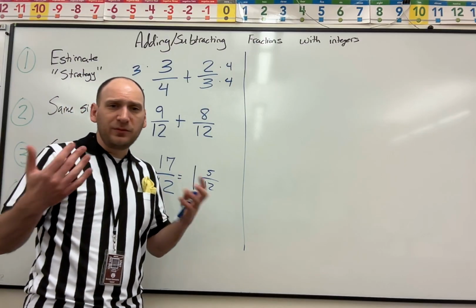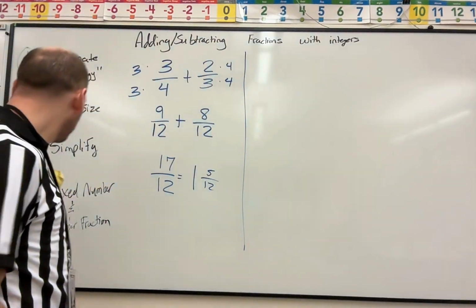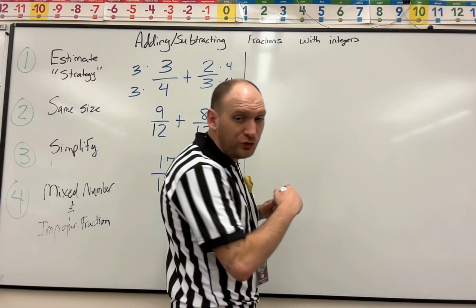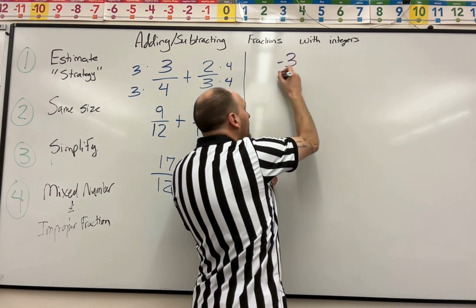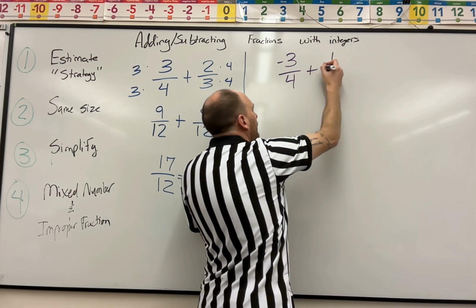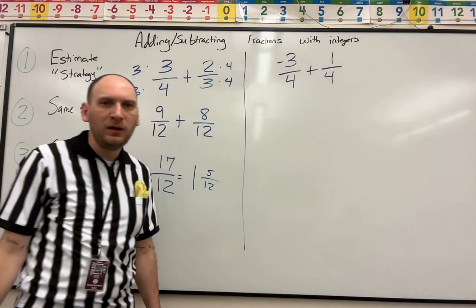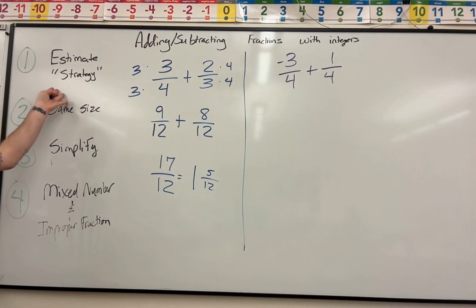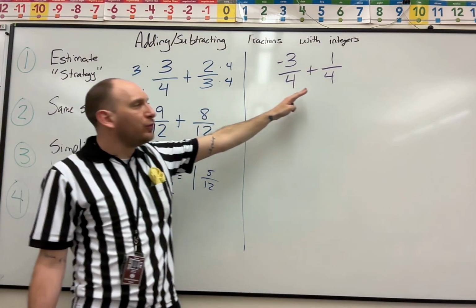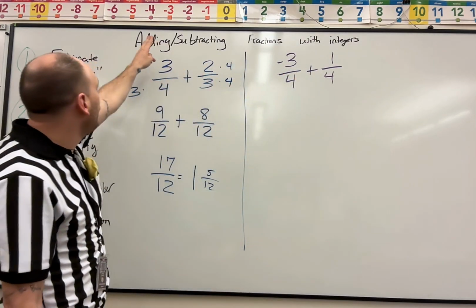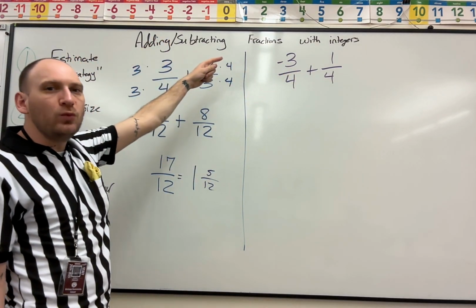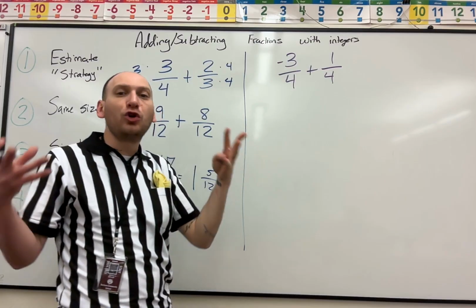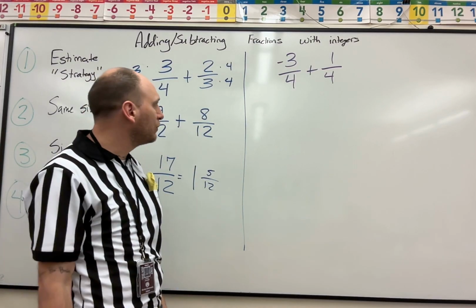So now let's mix in some fractions with some negatives. Grab myself a new color, and we're going to do -3/4 plus 1/4. Now, in this problem, let's look at our strategy and estimate. Well, we have a negative and we have a positive, which means if we are starting at -3 and going to the right one, we should be getting smaller than the number 3. So we are getting closer to 0 in this problem.